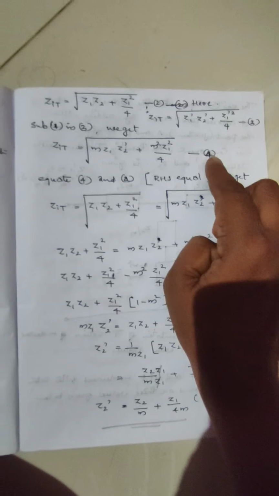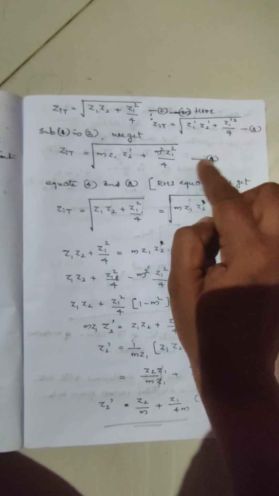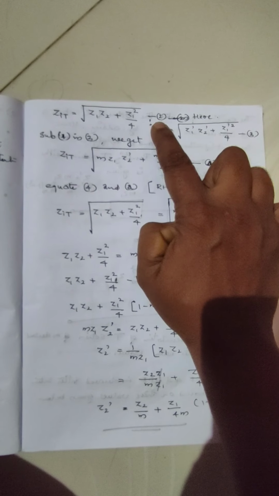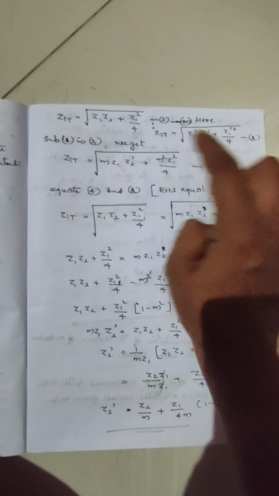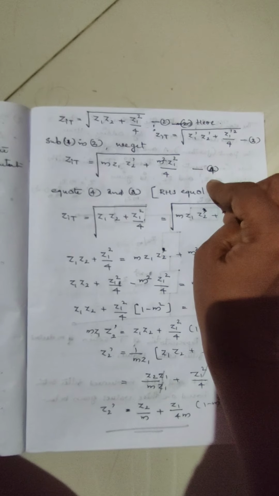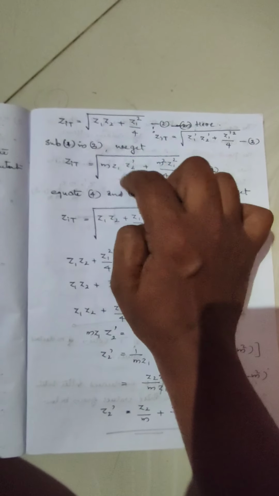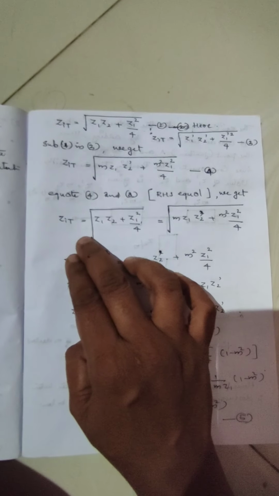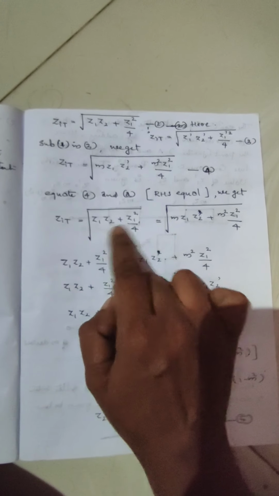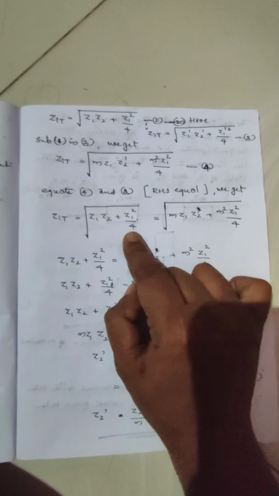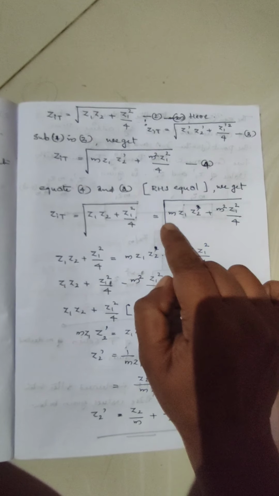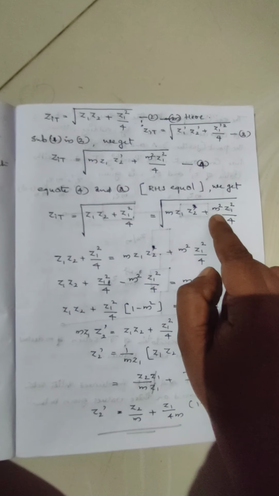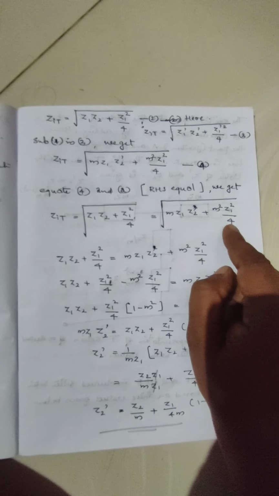So just look here. I am going to equate the fourth and our second equation, because the RHS of both equations are the same. So we get ZIT as the second equation, root of z1 z2 plus z1 square divided by 4, equal to root of m into z1 z2 dash plus m square z1 square by 4.